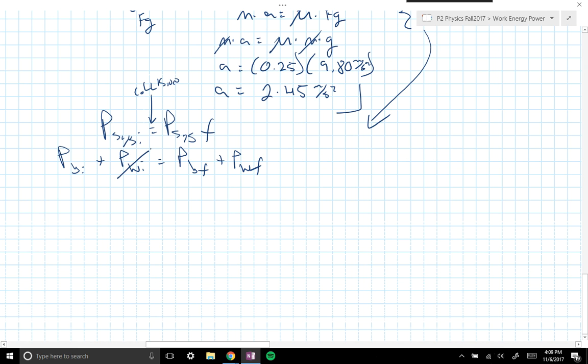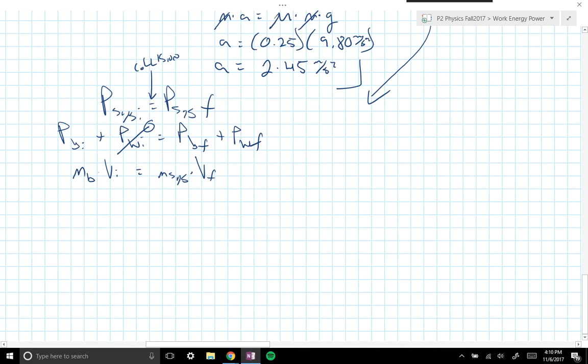Initially, the wood is not moving, so no momentum there. So mass of the bullet times its initial velocity before collision is equal to, well, this is just the total system momentum, right? Which is the mass of the system times that final velocity after collision. Looking for initial velocity of the bullet, so I'm going to divide both sides by mb. So mass of the system times velocity final after collision divided by mass of the bullet.